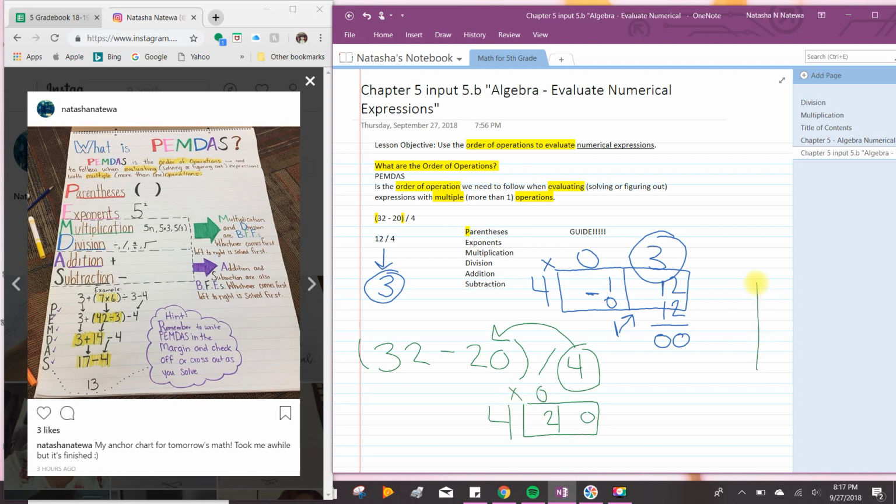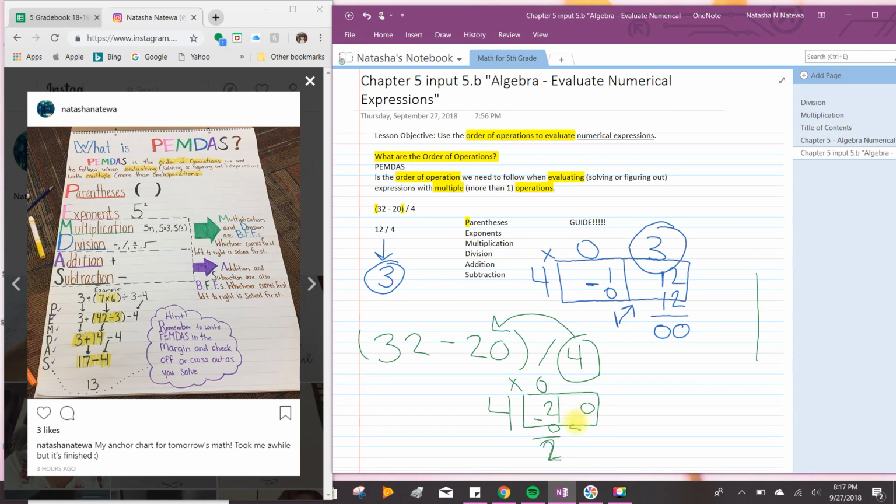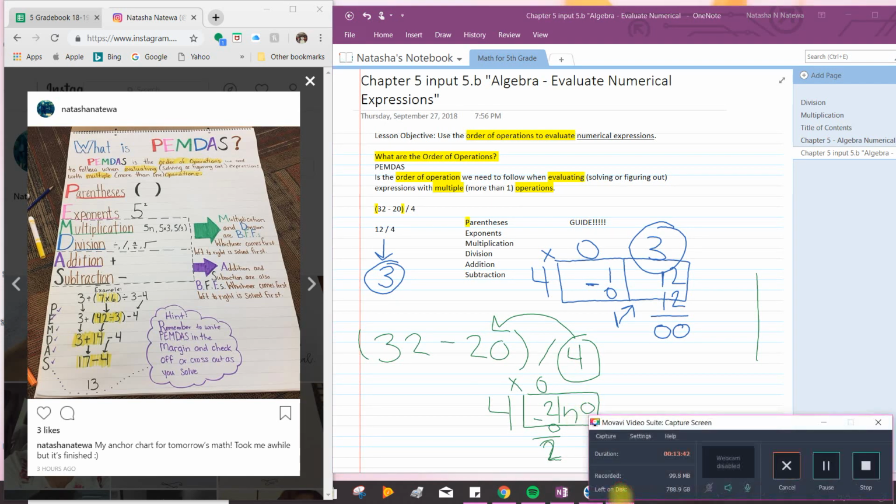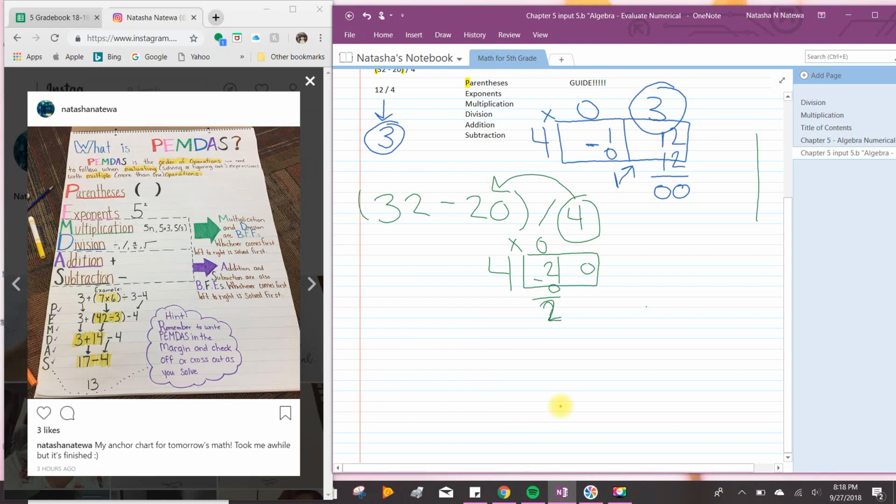Oh man, hold up. I'm trying to bring this page down. Okay, 4 can't fit into 2, so 4 times 0 is 0. 2 minus 0 is 2. Pen is not working well. We bring the 2 up. What is this thing doing? Alright, we bring the 2 up.